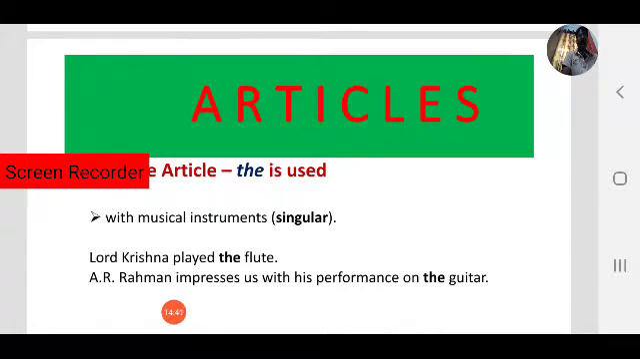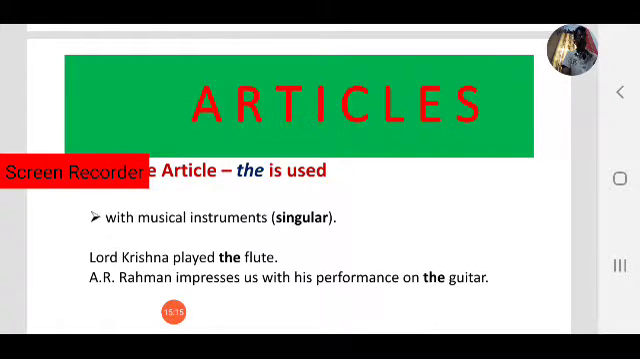Next rule is with musical instruments. Singular musical instruments, then we use the definite article. Musical instruments are nouns. Before musical instruments which are singular, only in singular, we use the. Note it down. Lord Krishna played the flute. Here observe, played the flute, not played a flute. Played the flute.